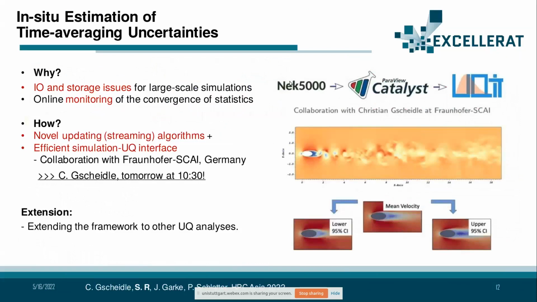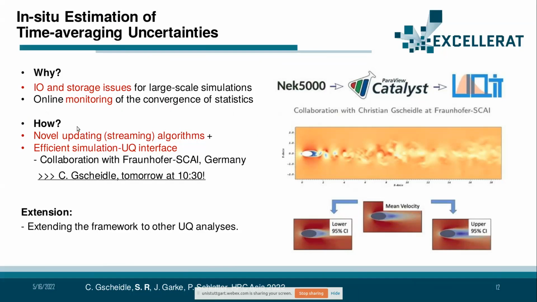Through a collaboration in EXCELLERAT between KTH and Fraunhofer SCAI, we try to have some in-situ estimation of time averaging uncertainty. This is very important because, as Dennis mentioned, we usually have problems with I/O and storage issues, and it's also very good to have a way for online monitoring of the convergence of statistics of turbulence simulations.